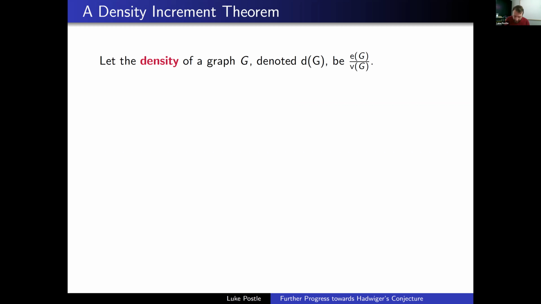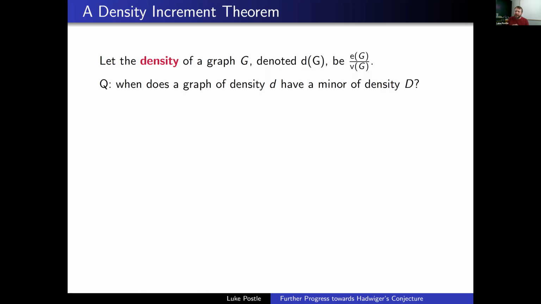So this is actually a nice kind of theorem. For sake, let the density of a graph G, denoted D of G, be edges over vertices, which is really just half the average degree. And here's a nice question. When does a graph of density little d have a minor of density big D?